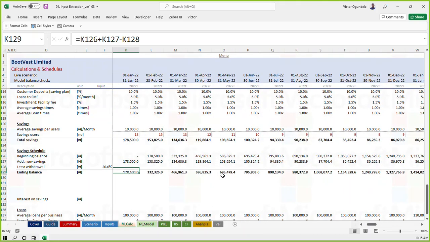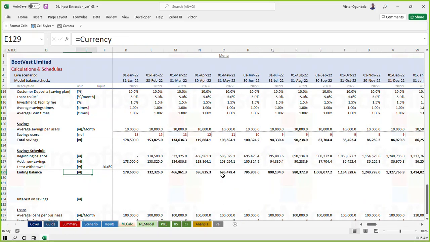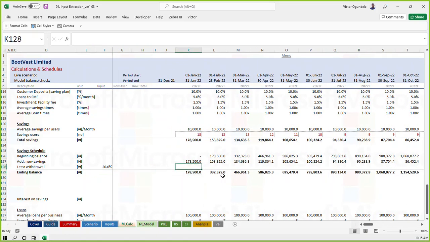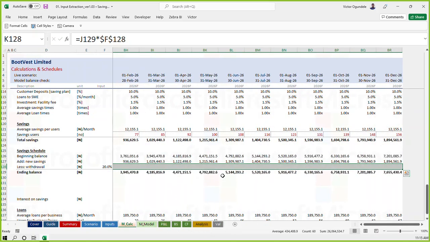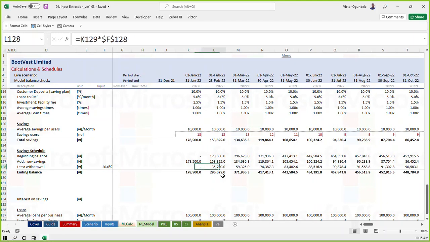So which means at the end of the period, 33,719,000. Okay, that seems to be fair. Then let's say our withdrawal would be the previous year's ending balance multiplied by our percent of withdrawal. Right. So let me drag that to the right so that we kind of know that. Okay. So almost every month, I think this withdrawal is way high. What do you think?